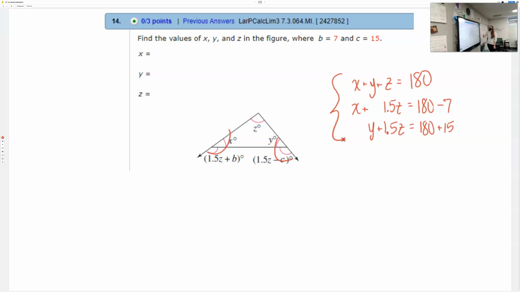I could eliminate the x's pretty easily with the first two, right? So row 1 minus row 2. Then that third one already doesn't have any x's, so that's going to help me out a lot. Because then x minus x goes away, y minus 0 is y, 1 minus 1.5 will be minus 0.5, equals 180 minus 180 minus a negative, is that 7?